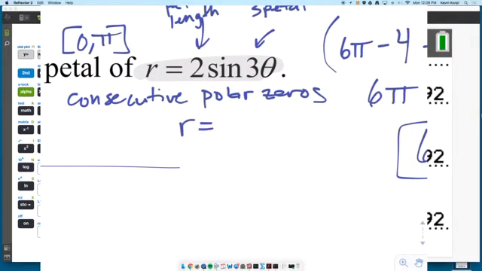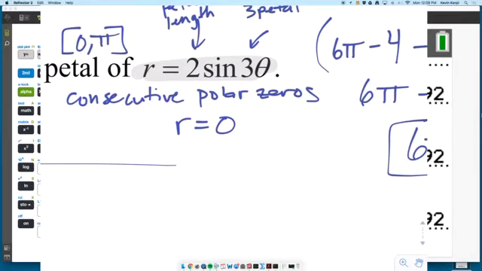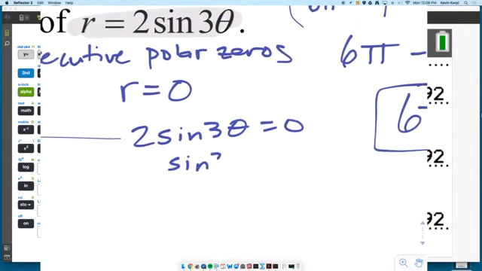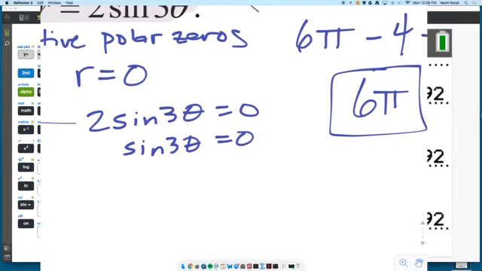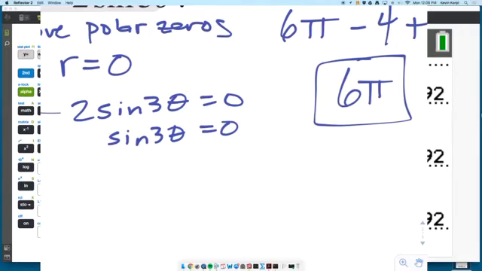We said r equal to 0. So let's see. 2 sine of 3 theta equals 0. Divide everything through by 2. You get sine of 3 theta equals 0. And then here's where we have to think about what happens to sine of 3 theta. That's compressing the graph of sine horizontally by a factor of 3. That's making the period 3 times narrower. So solve it for sine.